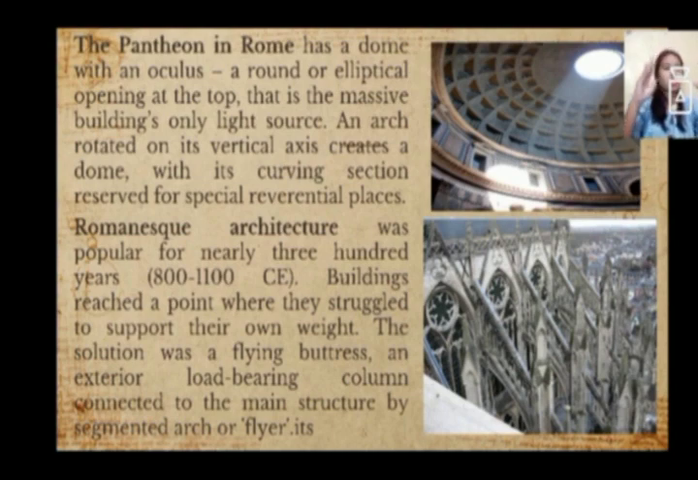So as the building grew taller, it struggled to support its own weight. So they added a flying buttress, an exterior load-bearing column connected to the main structure by a segmented arc or flyer. If you couldn't think of it, it's like in the old days when you put wood on the side to support the building. It's like a carpenter's support. So they did it in a creative way, and that is called a flying buttress.